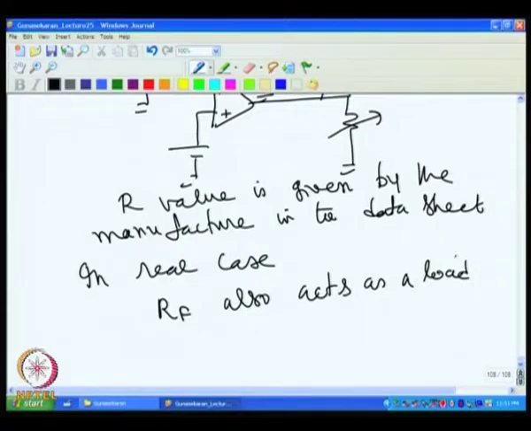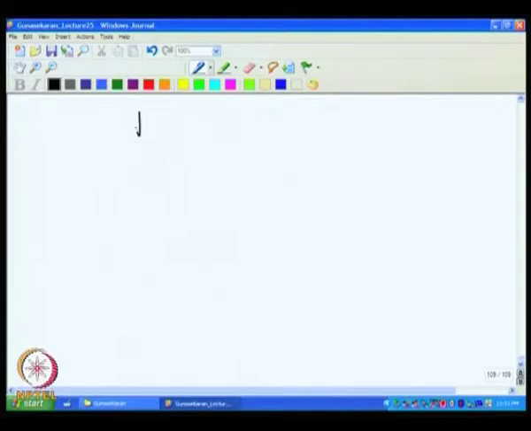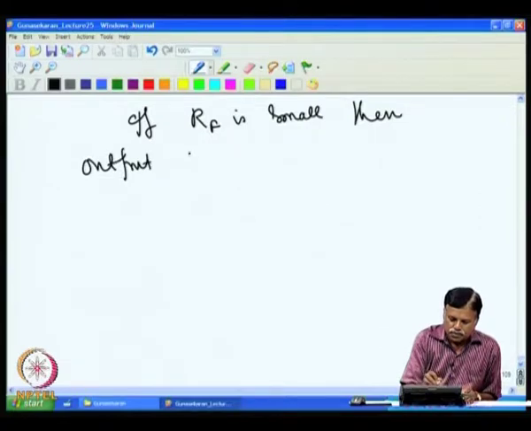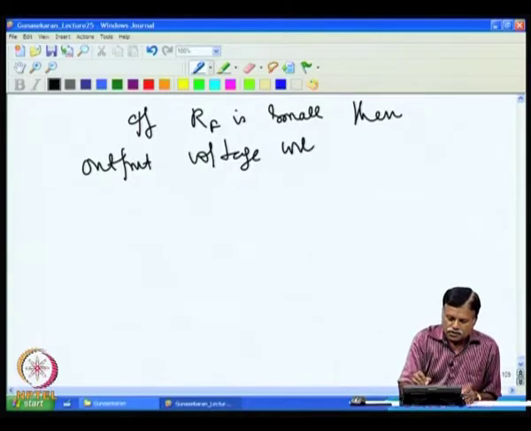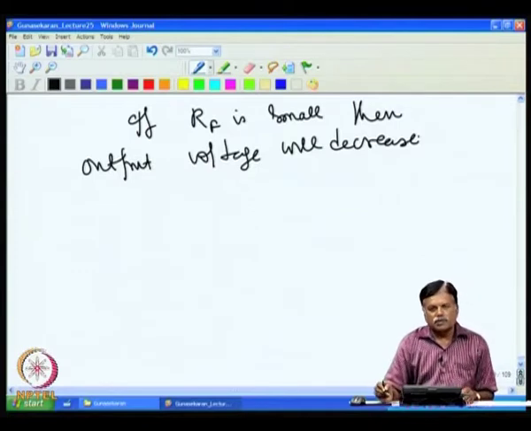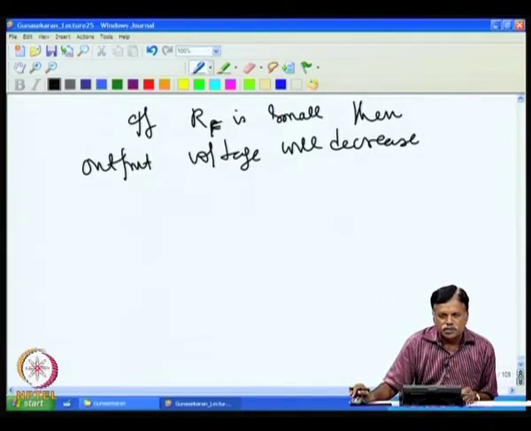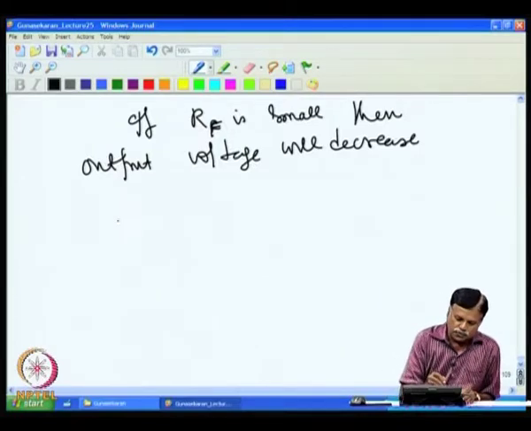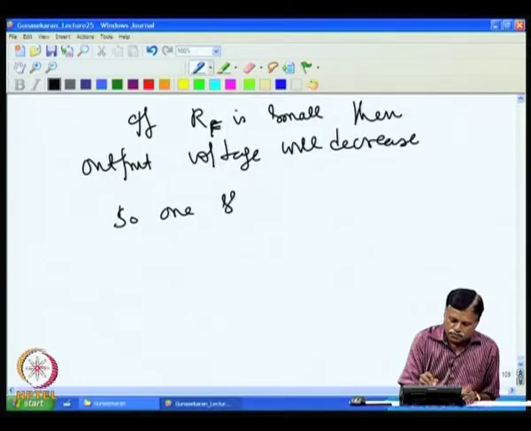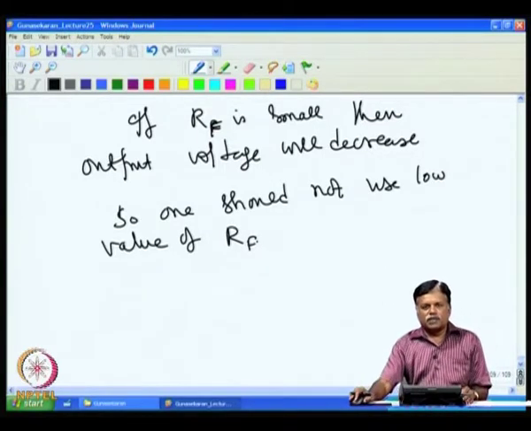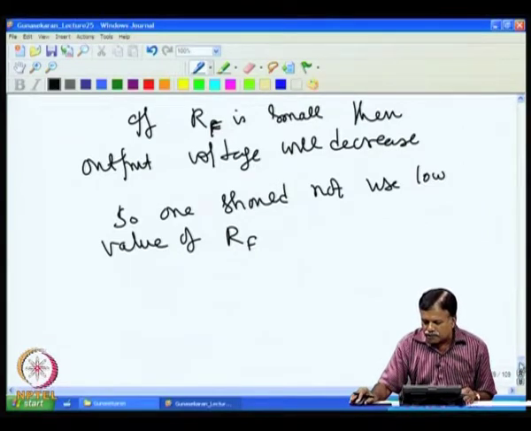So, if RF is small, then the output voltage will decrease. That is why we should not use a low value of RF. If we use a low value of RF, then the output resistance induced error will increase. A low value of RF is tempting, because if I use a low value of RF, the bias current error will be small.